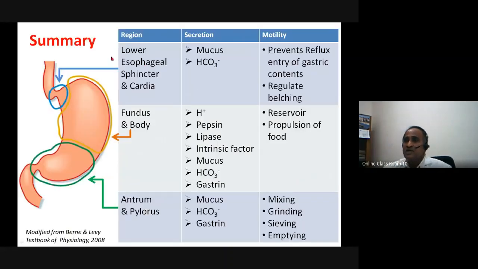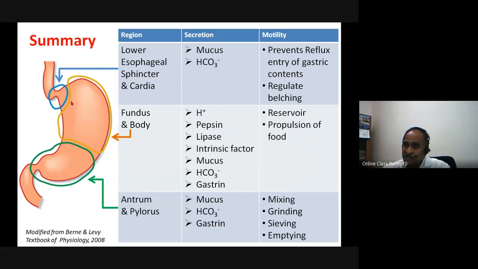Now, to summarize the entire gastric functions or secretions, we have three regions of the stomach. This is the cardia and lower esophageal area. This is the body and the fundus, and this is the antrum and pylorus. The lower esophageal sphincter and cardia secrete mucus and bicarbonate. And what is the action there? That prevents the reflux of gastric contents.